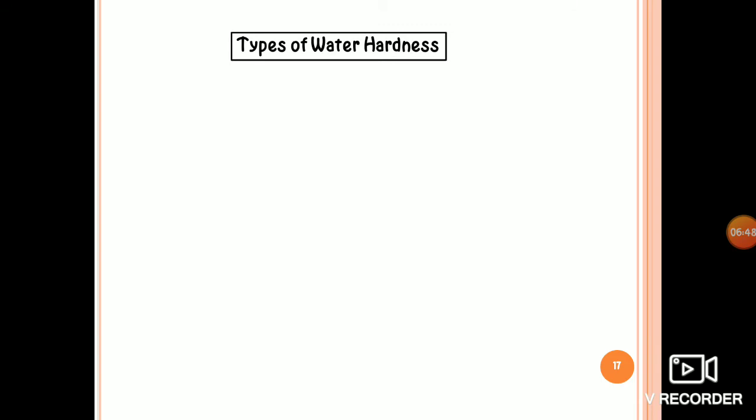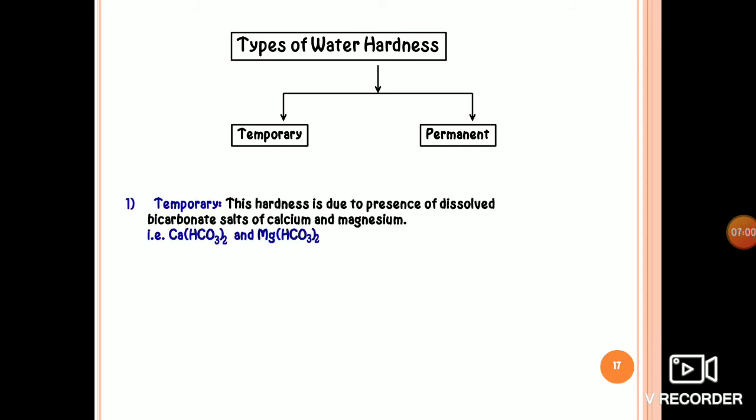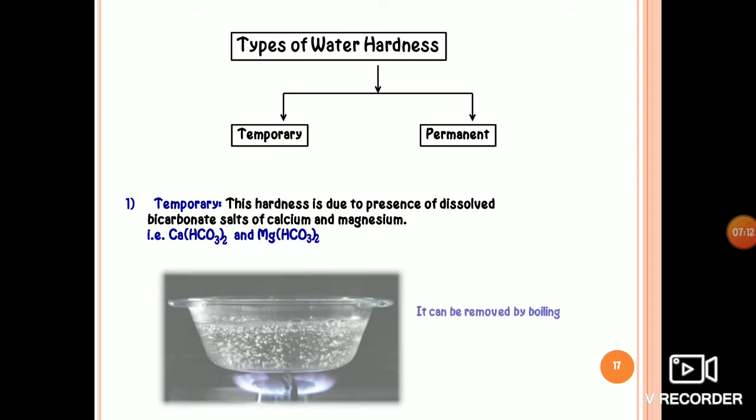Next is types of water hardness. There are two types of water hardness, that is temporary and permanent. Let's start with temporary. This hardness is due to the presence of calcium hydrogen carbonate and magnesium hydrogen carbonate dissolved in water. And this hardness can easily be removed by boiling.